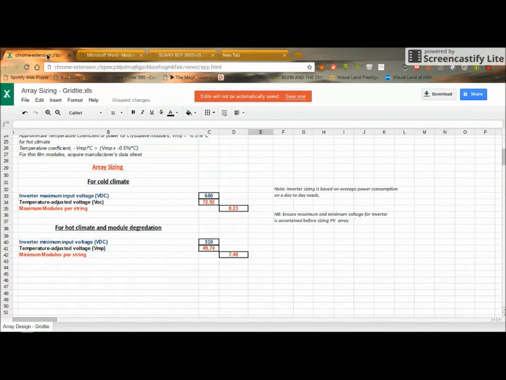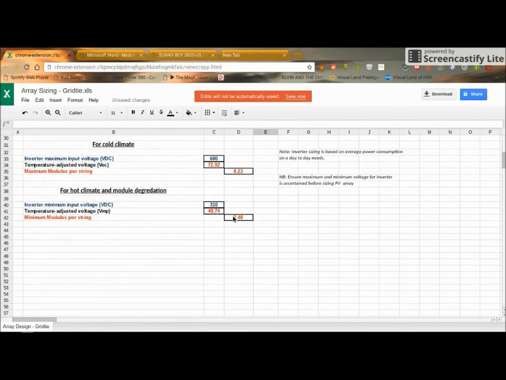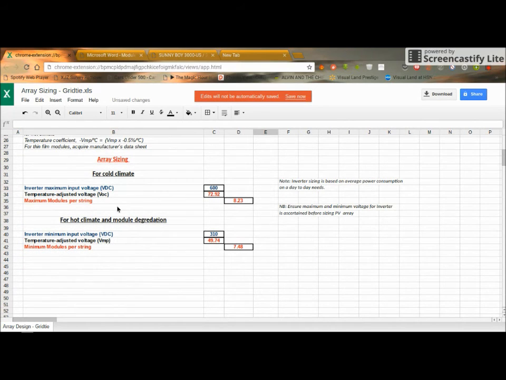So from our template here, inverter maximum input voltage 600. Temperature adjusted voltage from our page for cold temperatures, 72.92. So the maximum module per string is 8.23. But we know we can't have 0.23 of a module. So we round it off to the nearest whole number. Now for hot climate and module degradation.